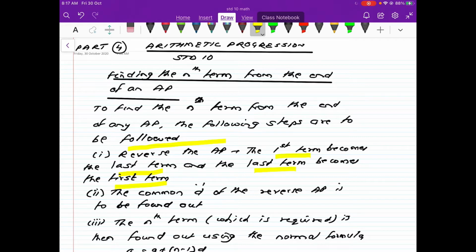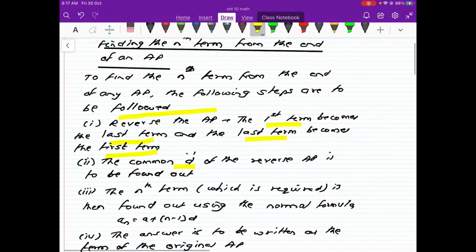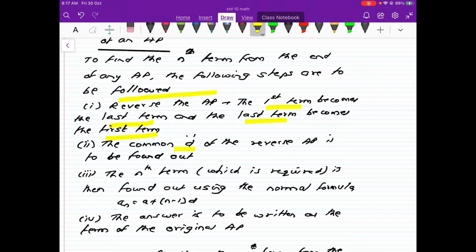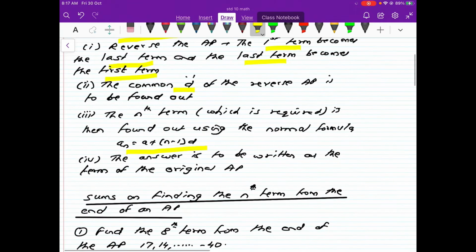Second thing is you find the common difference of the new reverse AP. Then the third step is you simply find, if they are telling you the 10th term from the end, you just find a10. Remember you have reversed the AP, so the 10th term from the end is the same as finding the 10th term from the beginning of the reverse AP, using the same formula, an = a + (n - 1)d.